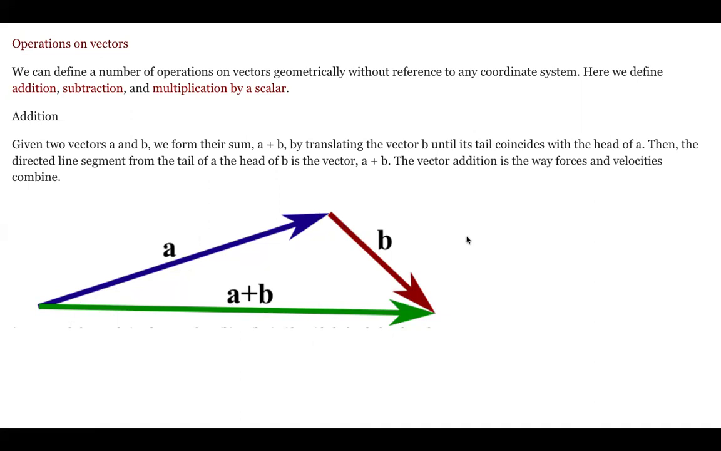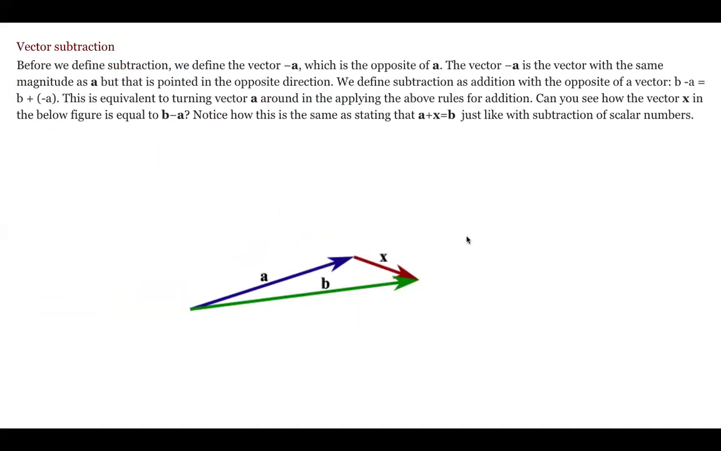But this is just visualizing. Now, subtraction. Before we define subtraction, see, subtraction is what? Adding the negative or inverse of it, right? So we define minus A, which is the opposite of A. So B minus A is equal to B plus minus A. So see here, A plus X is equal to B, right? It is just like we do it in scalars, right? B plus minus A is equal to B minus A.